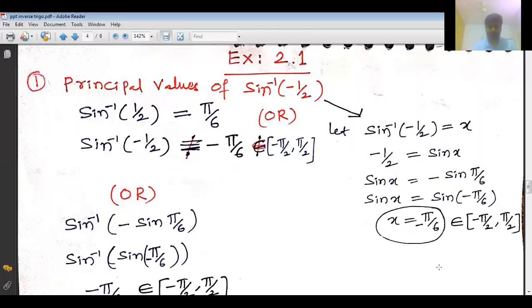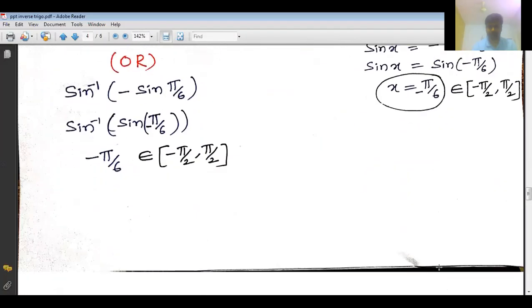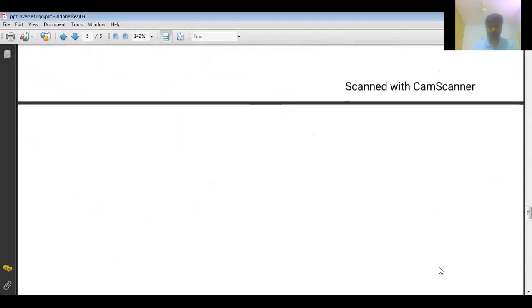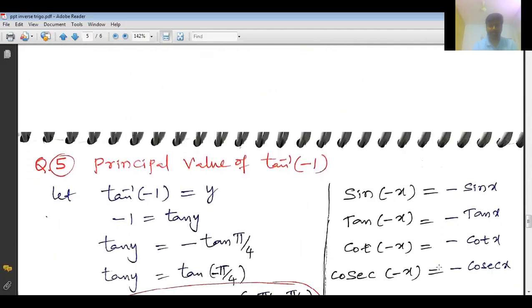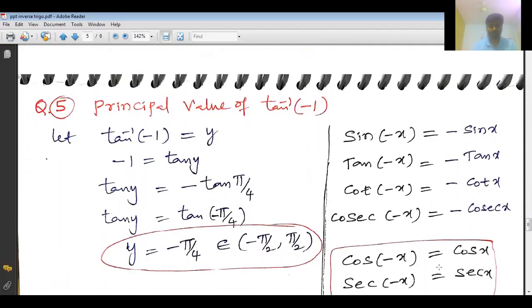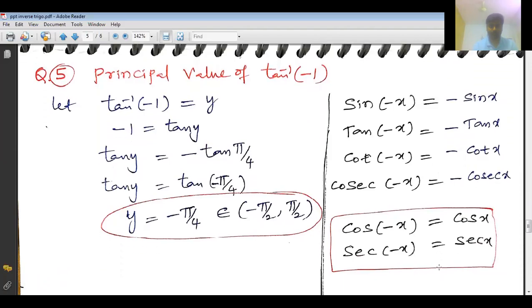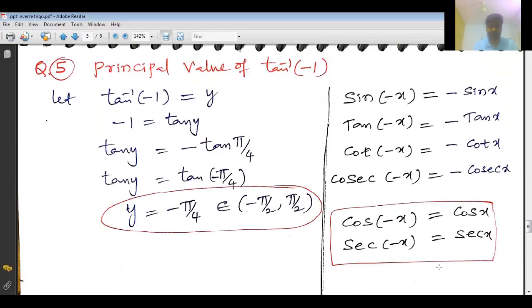Question number 5. Now, principal value of tan inverse of minus 1. Have a look at that. Principal value of tan inverse of minus 1. First of all, you have to remember these values as we discussed before. Sine of minus x is minus sine x. Tan of minus x is minus tan x. Cot of minus x is minus cot x. Cosecant of minus x is minus cosecant x.